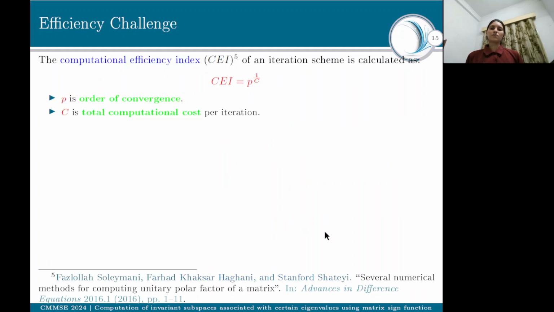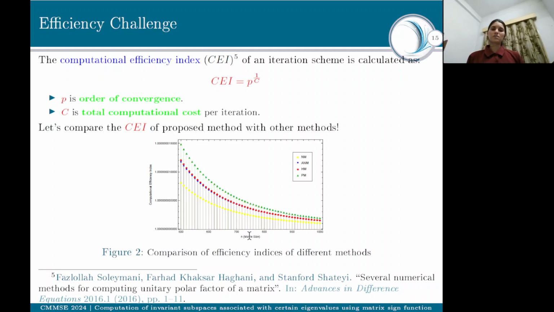Now, another factor is efficiency, how efficient our method is. For this, we will calculate the computational efficiency index given by this formula p raised to power 1 by c, where p is the order of convergence and c is the total computational cost per iteration. So, in order to compare our method with other methods, we have given this diagram, which clearly shows that our proposed method has higher efficiency index.